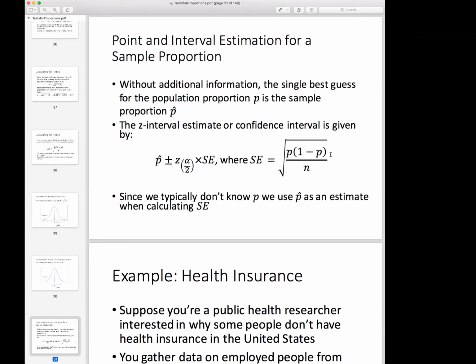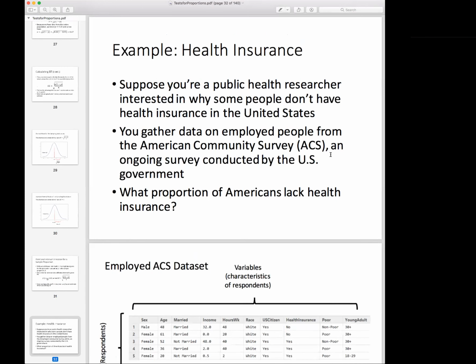So without additional information, the single best guess for the population proportion p is going to be the sample proportion p-hat. And you can use a z interval, the confidence interval, using this formula, p-hat plus minus z alpha over 2 times your standard error, which we just discussed how to calculate.